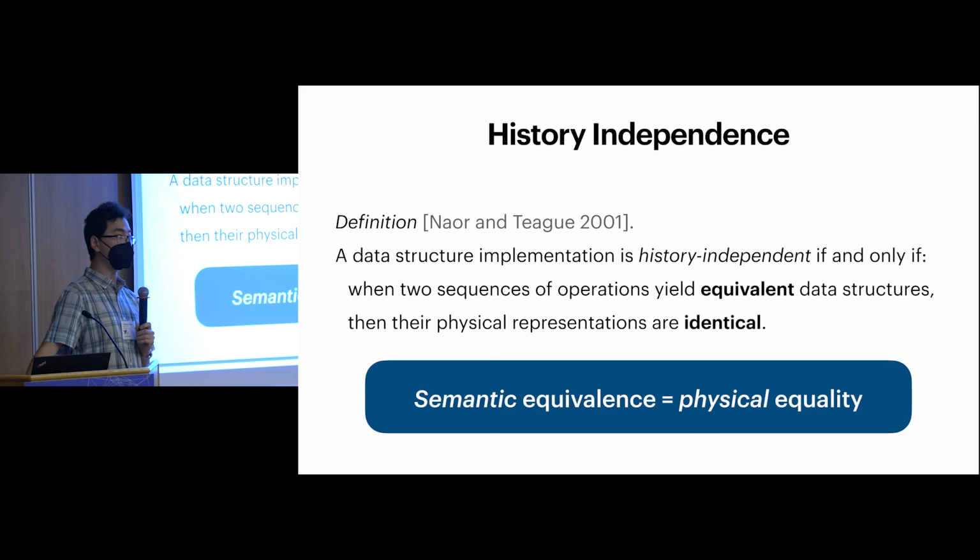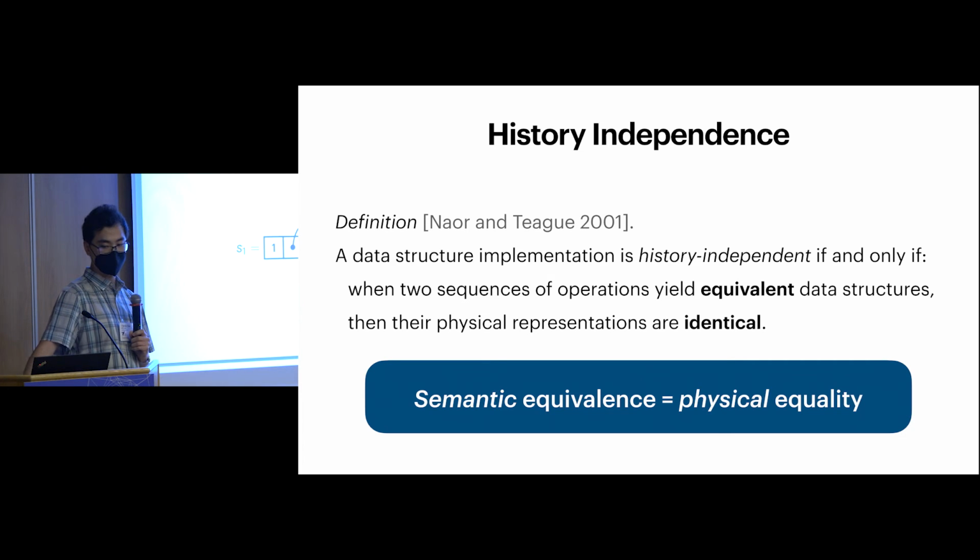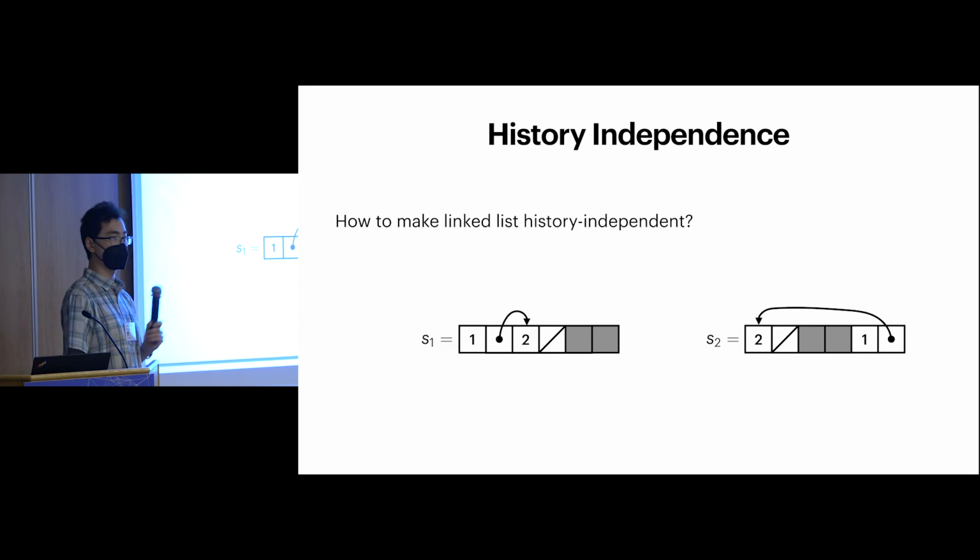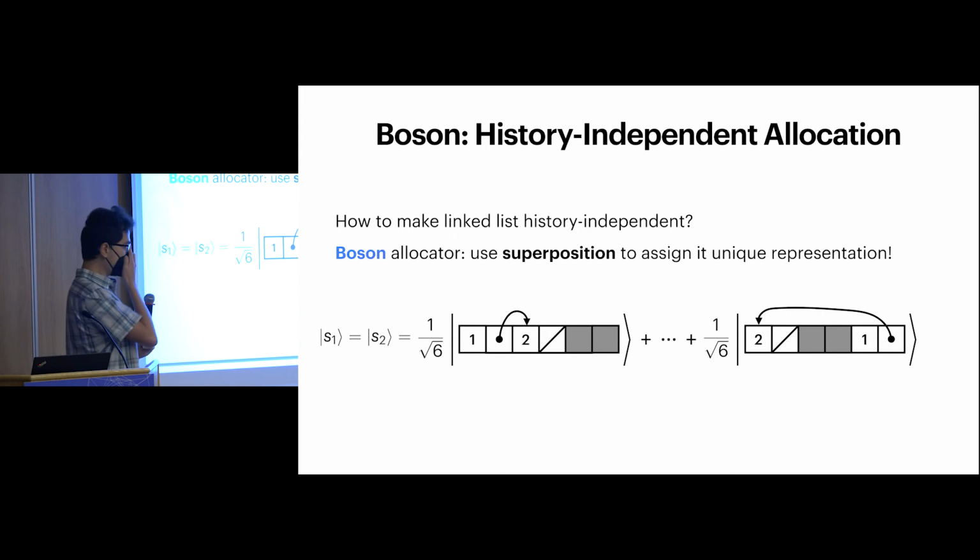So this is the thing that we need. How do we actually achieve it? How do we take a linked list like this one and make it independent, history independent? The key idea behind our solution is we're going to exploit quantum superposition, right?